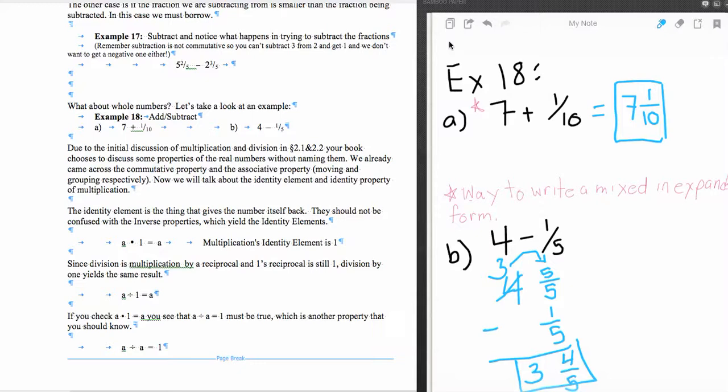So that concludes the material for section 2.2. I do have some supplementary material for you, but I won't cover it until the next lecture.